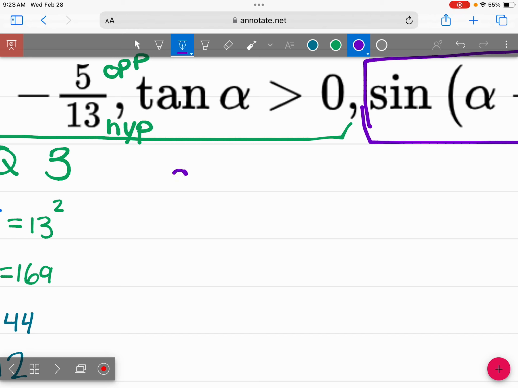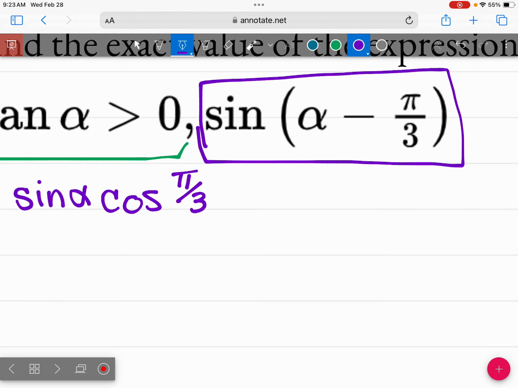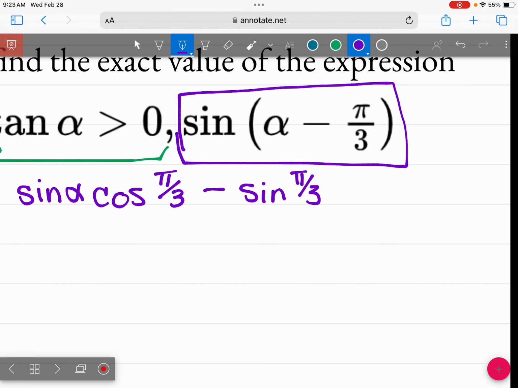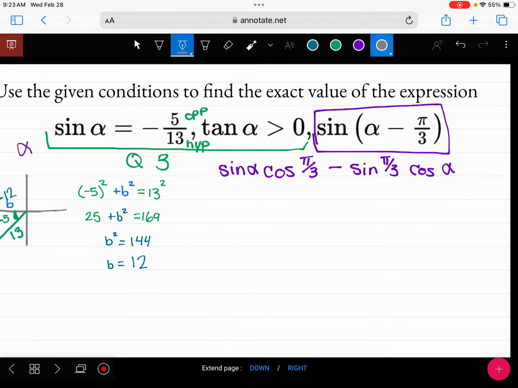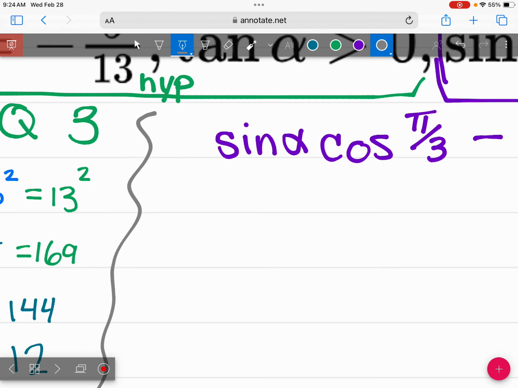We're going to have the sine of alpha times cosine of pi over 3. And since it's sine, it uses the same sign, so we're going to subtract sine of pi over 3 cosine alpha. I'm just going to give us a little barrier over here so they don't smush together. And then we're going to come evaluate each of these pieces.